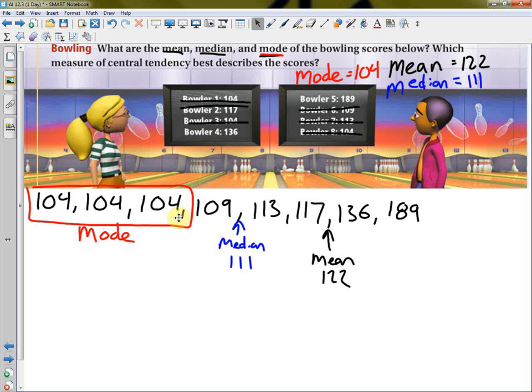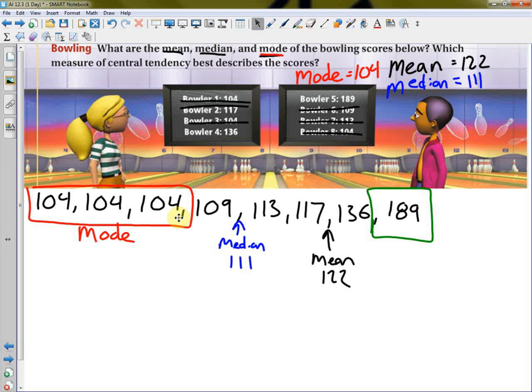One of the reasons why mean is so high, well, look how big. We have one person who's bowling pretty well, one person. And because that one person's bowling pretty well, they raise the mean score up from there.